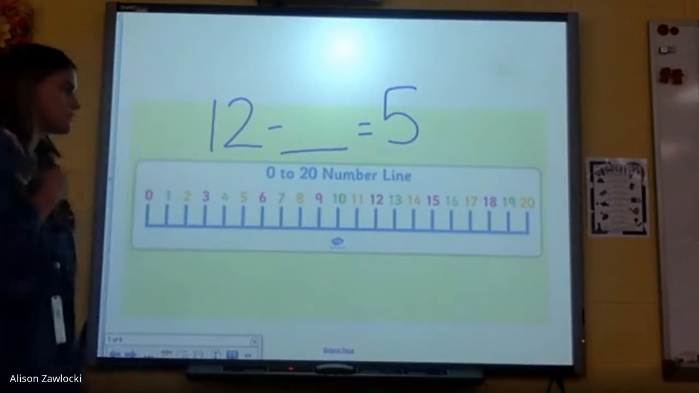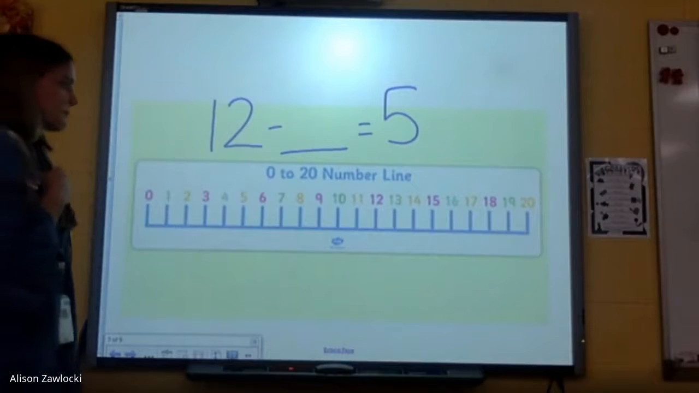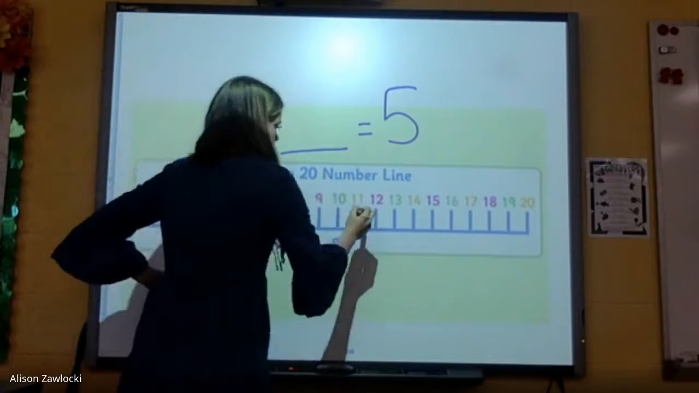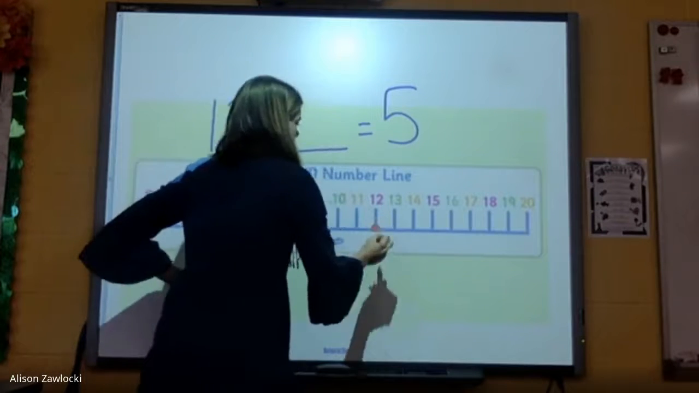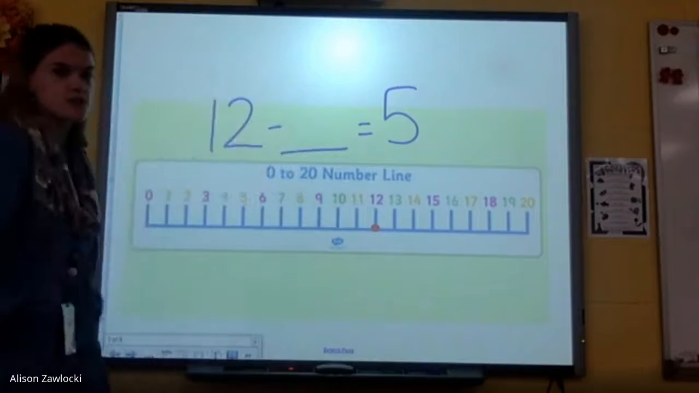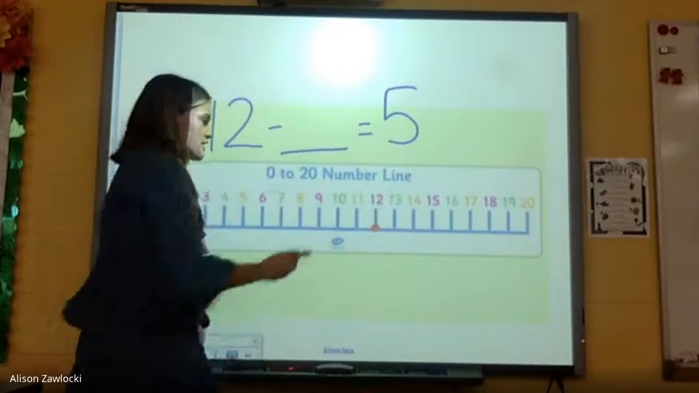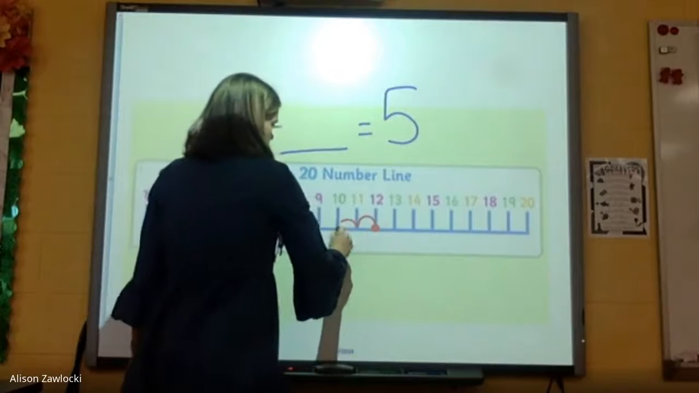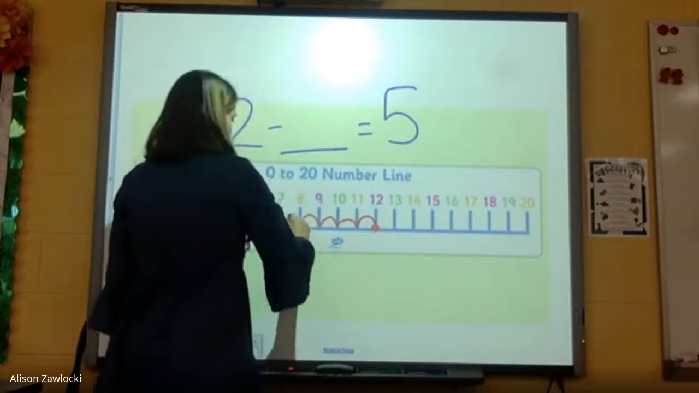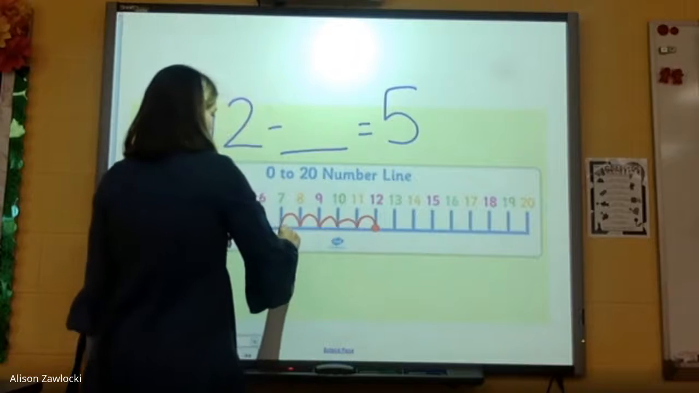So where do we start? What number do we start with? Our biggest number, which is our total. We're going to put a dot there, 12. How many do we hop backwards? It's subtraction. We're going backwards. One of our parts, our difference, 5. 1, 2, 3, 4, 5.